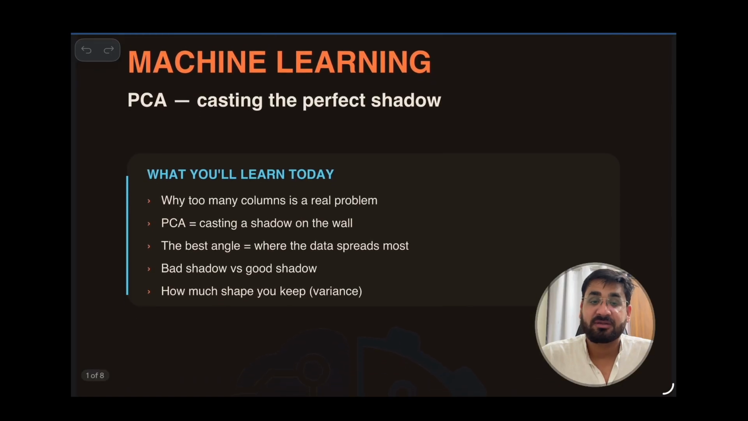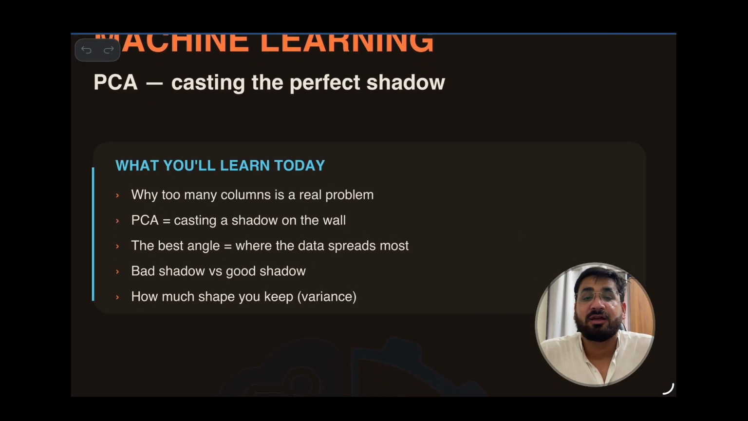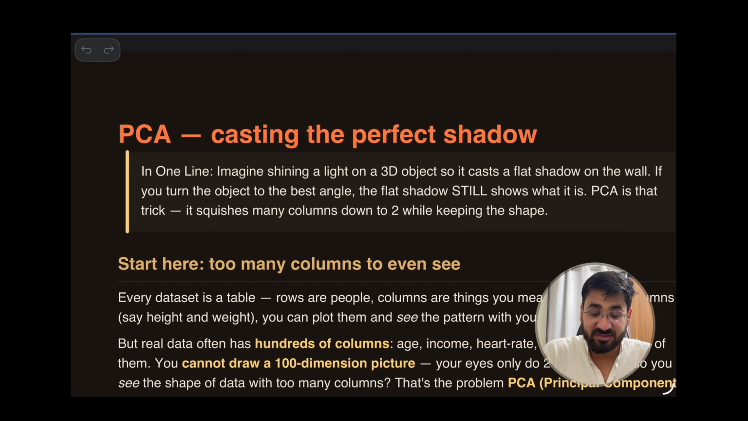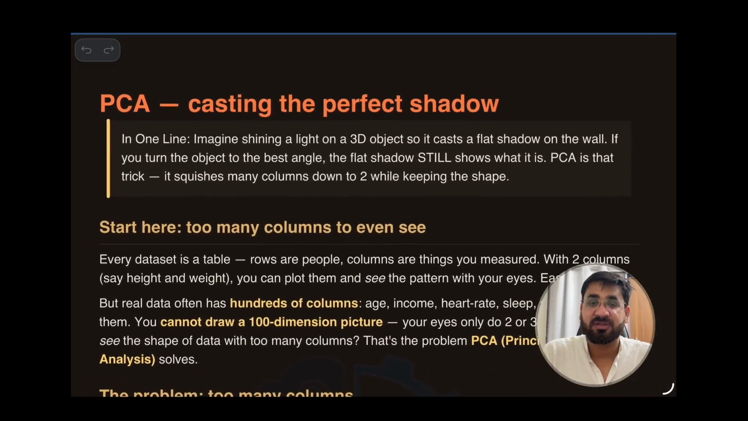So what are the topics we are going to cover? Why too many columns is a real problem. The first thing, what is PCA, casting the shadow on a wall, and the best angle. You can see where the data spreads the most, best shadow versus good shadow, and how much shape you should keep. These are the topics we are going to cover. So let's start with the simple one-liner and the same story, because that's what resonates.